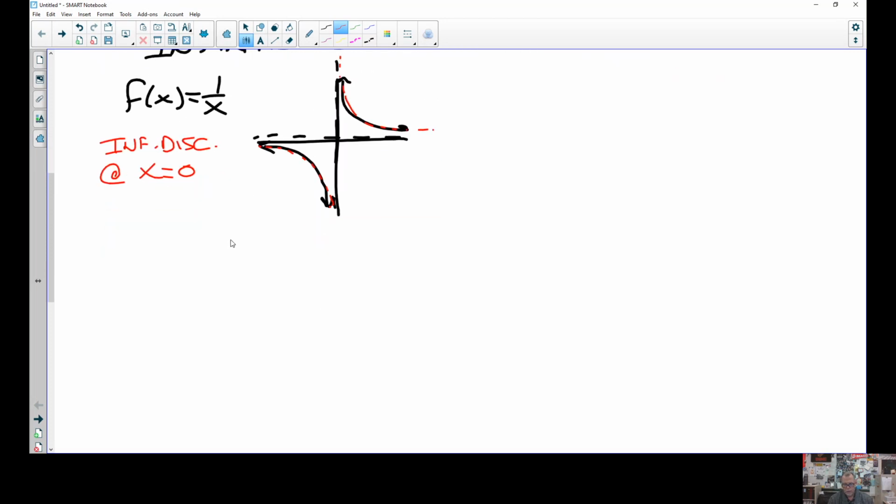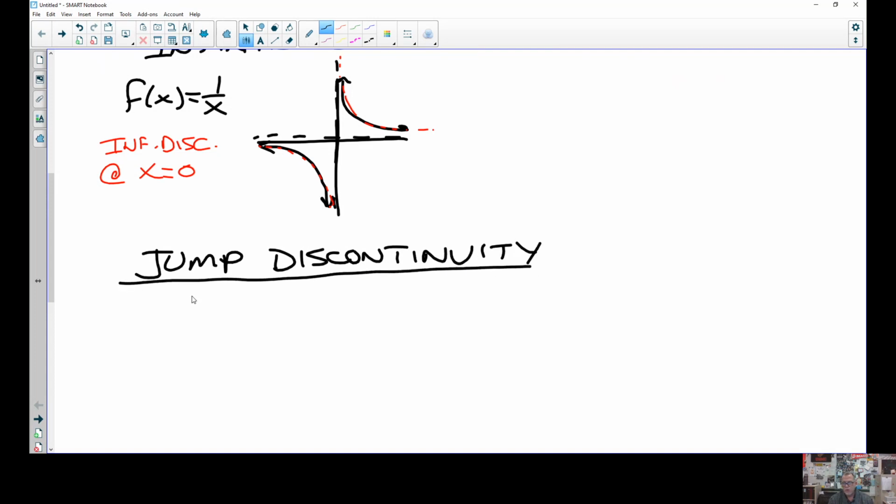Let's do the next type. The next type that we're going to discuss would be a jump discontinuity. When we have a jump discontinuity, it's just what it sounds like, and it's again a function type that you're familiar with. Something like this: x squared plus 1 when x is less than 0, x when x is greater than or equal to 0.